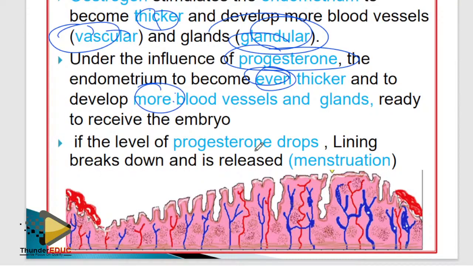If the level of progesterone drops, menstruation is going to happen. The lining of the uterus, that is the endometrium, will break down, and this is called menstruation. You will see the blood.